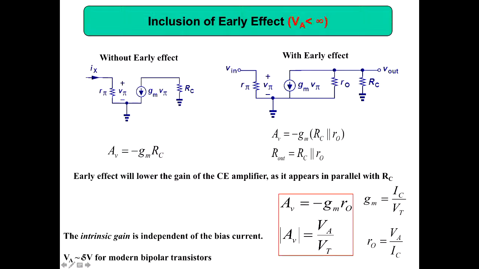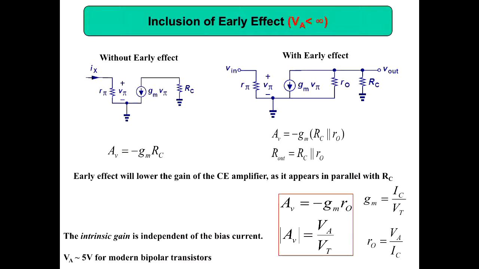If you are operating at room temperature, it depends on VA. VA equals 5 volt for modern bipolar transistors, and VT at room temperature is around 26 millivolt. So that is the maximum gain you can get from the transistor. For every transistor there is an intrinsic gain. That's the reason we call it intrinsic: it is something already decided inside, and you can't get anything beyond that gain.